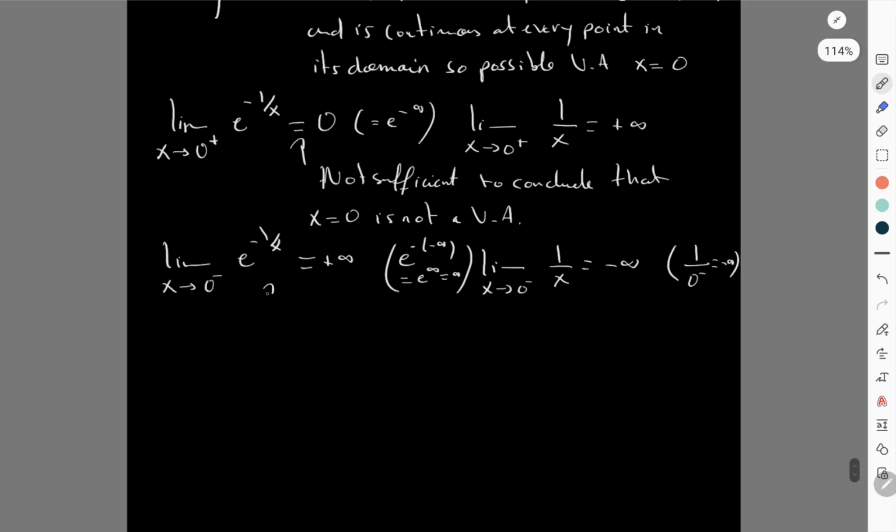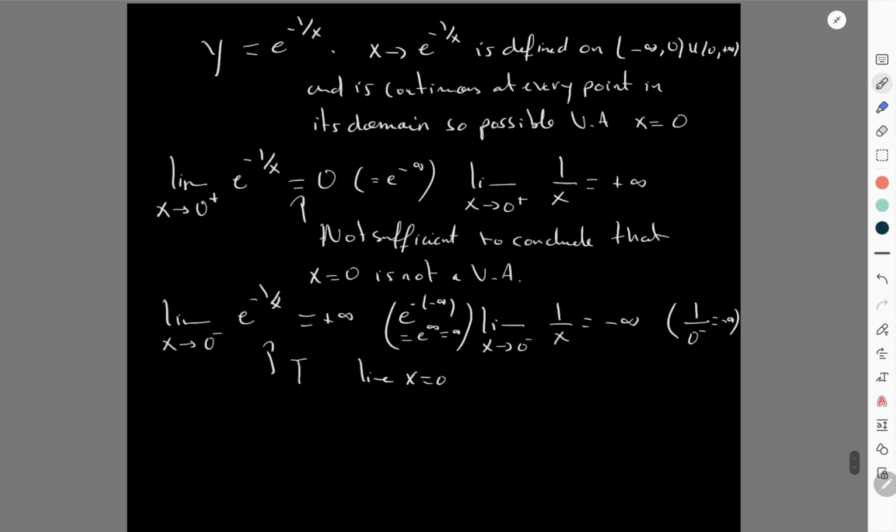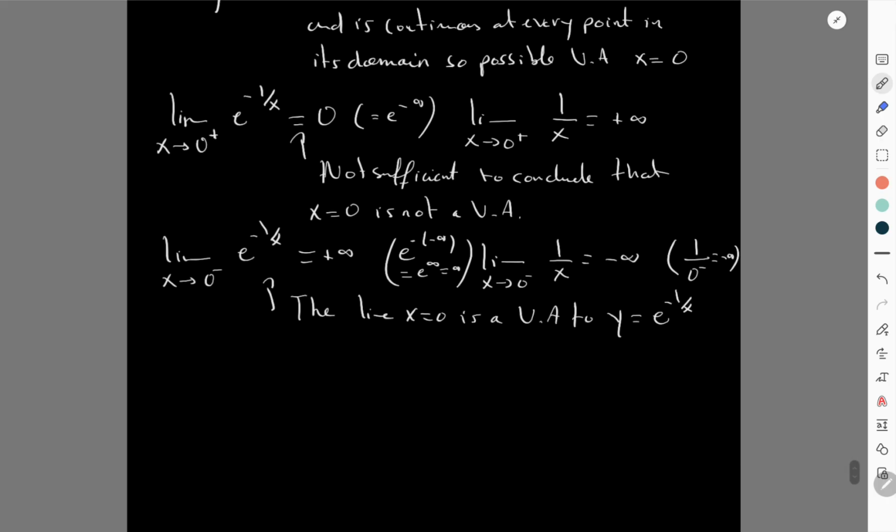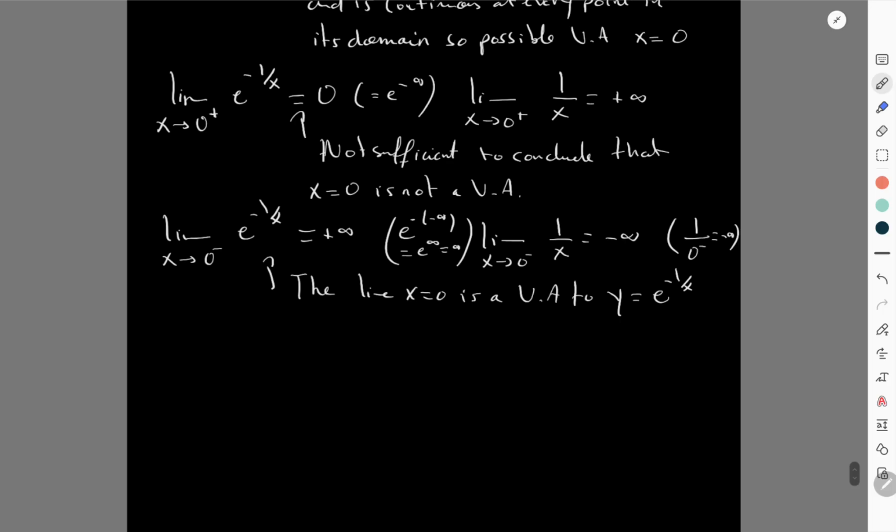Now this allows me to conclude that the line x equals 0 is a vertical asymptote to y is equal to e to the minus 1 over x. I mean, basically, maybe we can try to sketch the curve.